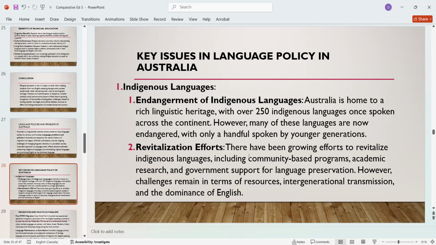Revitalization efforts: there have been growing efforts to revitalize indigenous languages, including community-based programs, academic research, and government support for language preservation. However, challenges remain in terms of resources, intergenerational transmission, and the dominance of English. So maybe indigenous languages are a little bit difficult, right?